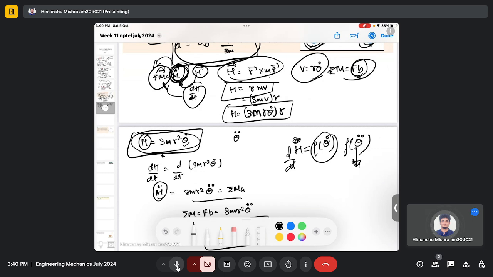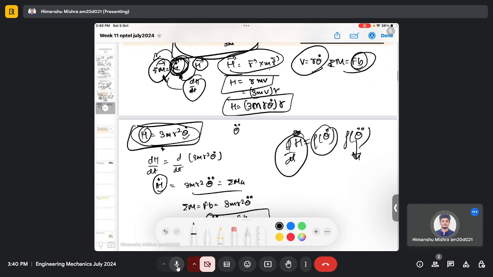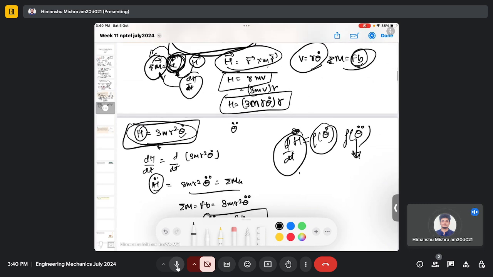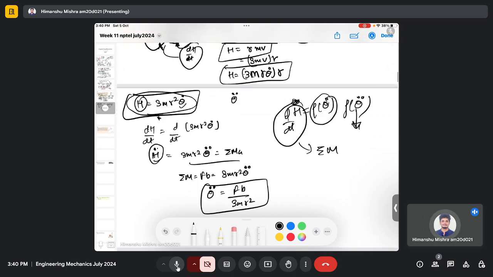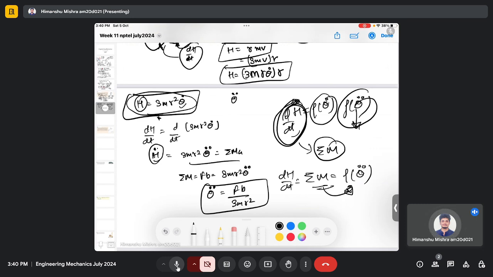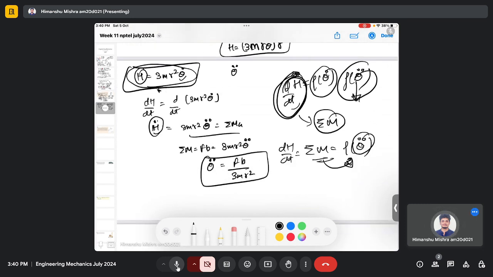We need to find theta double dot, and we also know that this time derivative of angular momentum is equal to the summation of moments. So basically this summation of moments will be a function of theta double dot, right? Because the rate of change of angular momentum is a function of theta double dot. Then if the rate of change of angular momentum is equal to the sum of moments, then the sum of moments will also be a function of theta double dot. So what we did, we calculated this theta double dot in terms of the summation of moments.